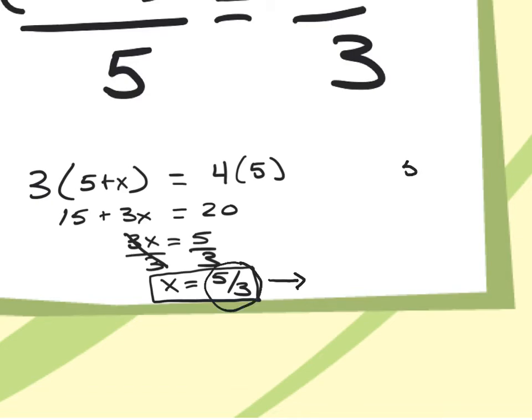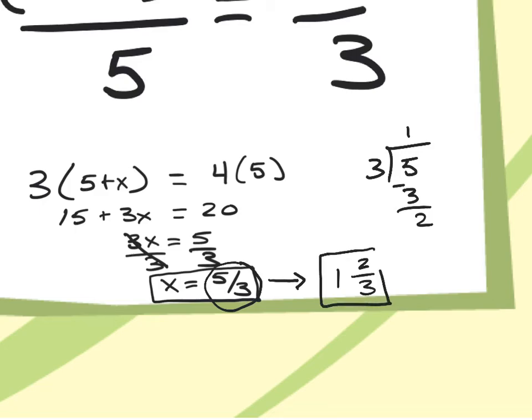But let's go ahead and do that anyway. Let's figure out what 5/3 is as a mixed number. That goes in once, 1 and 2/3, the length of X. Perfect.